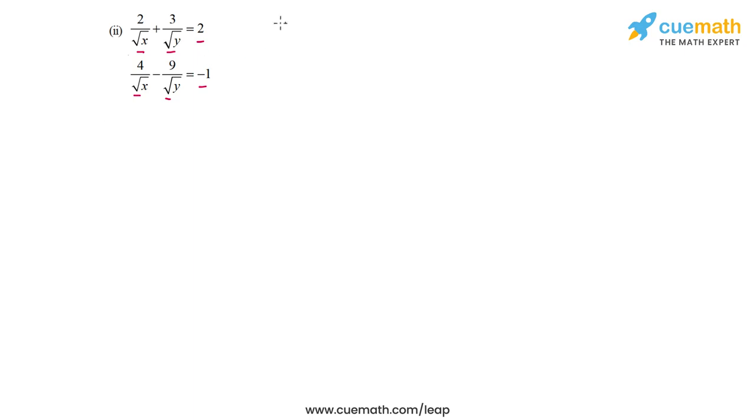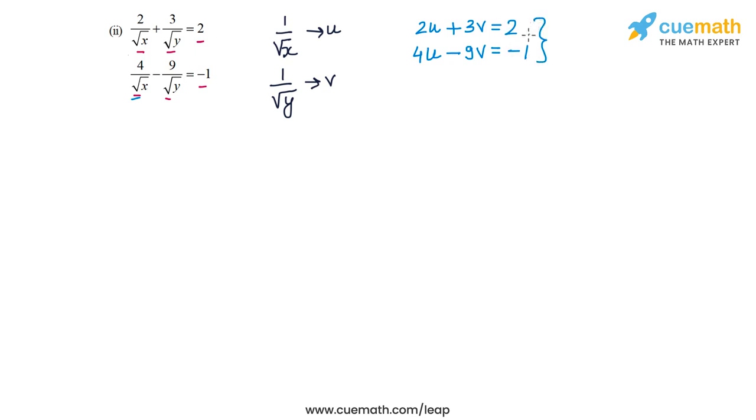So what we can do is we can substitute 1 by root x as a new variable u, and 1 by root y as a new variable v. And what will that do? That will convert the first equation into 2 by root x or 2u plus 3 by root y or 3v is equal to 2, and then 4 by root x or 4u plus minus 9 by root y, so that's minus 9v is equal to minus 1. And now this is a pair of linear equations in u and v.